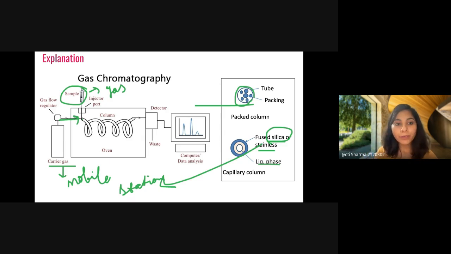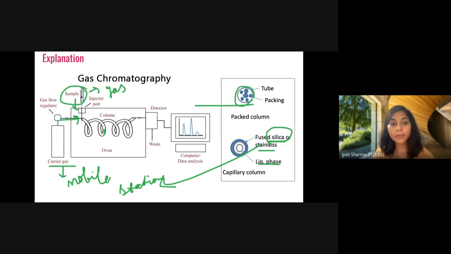What will happen if we are injecting any gas into that column? That gas will flow in that column using the carrier gas. But the sample may get absorbed into the stationary phase also. Some of the compounds or atoms or molecules will be absorbed, and some of the molecules will not have that tendency to attach to the column or the silica.